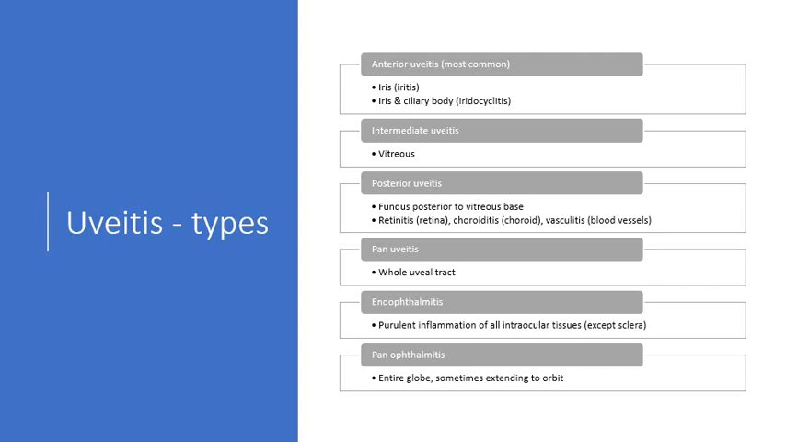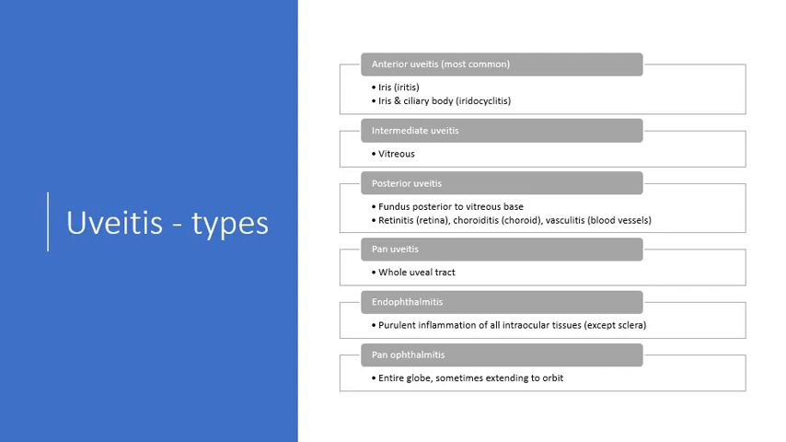Now, panuveitis is where the whole uveal tract is affected. And so you have involvement of the iris, the ciliary body, and also the sclera. The other type of uveitis that patients can get is endophthalmitis, which is an inflammation of all the intraocular tissues, but it does not affect the sclera. It doesn't often happen, but it can happen as a side effect of surgical procedures.